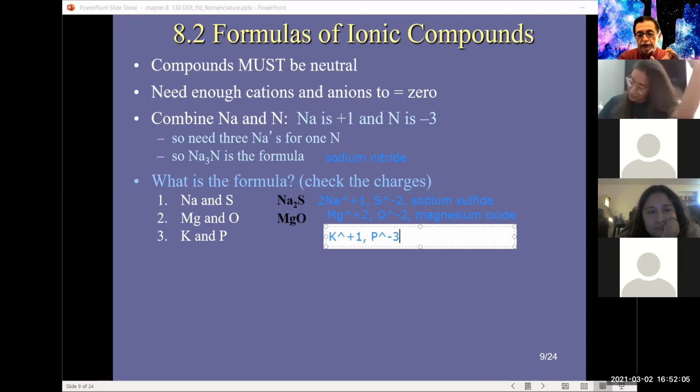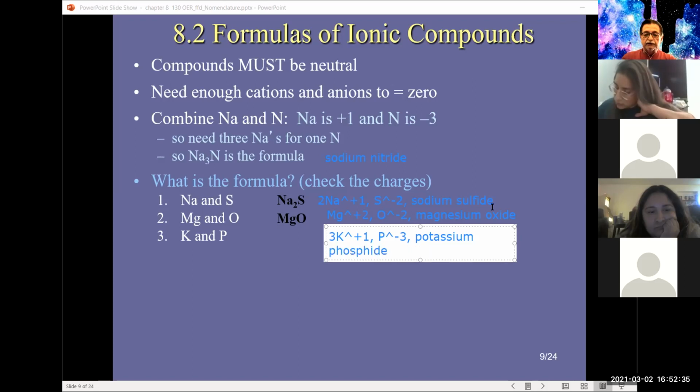So I got to put them together. Since phosphorus has a -3 and potassium has a +1, I need 3 potassiums. So I put a 3 up there, just to remind me as I work it through my system here, that 3 becomes a subscript. And in my name, potassium doesn't change, but the phosphorus went from phosphorus to phosphide, just like the oxygen went to oxide, the sulfur went to sulfide.